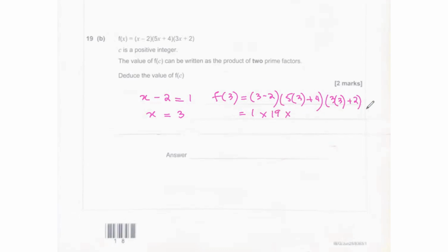So if we put x minus 2 equal to 1, that gives us x equals 3. If we substitute 3 into the function, f of 3 is 3 minus 2 times 5 times 3 plus 4 times 3 times 3 plus 2. That's 1 times 5 times 3 is 15 plus 4 is 19, and 3 times 3 is 9 plus 2, 11. So 19 times 11 is going to be 209. That is your answer.